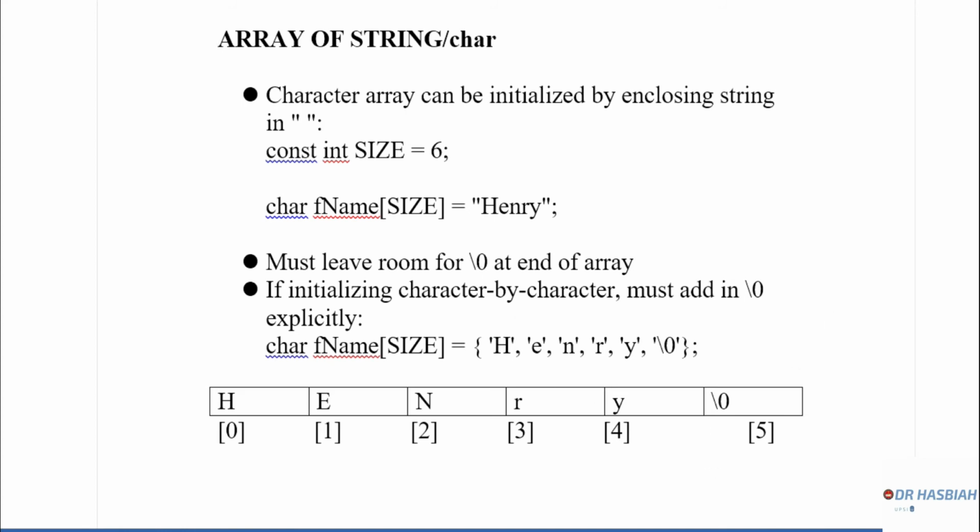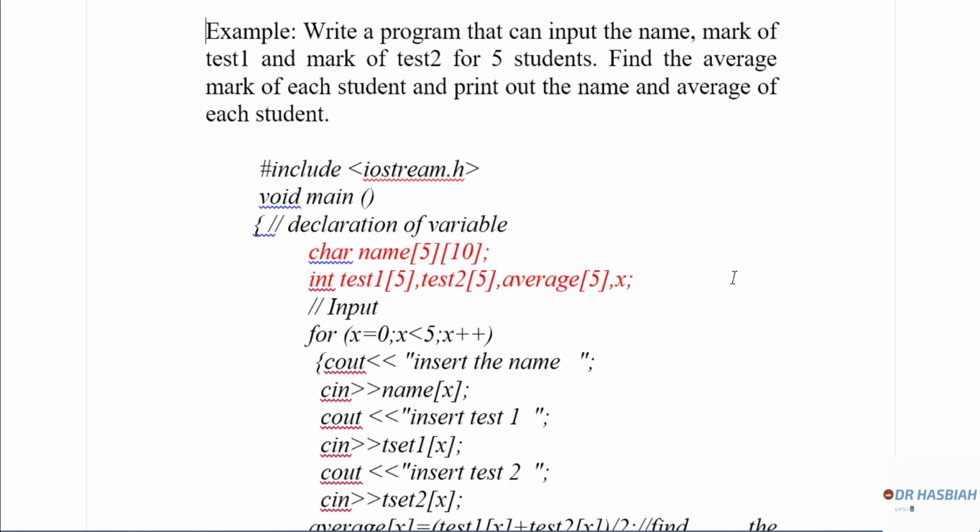Okay, now we have seen the array of integer, array of float, and then array of char. We have seen how to declare the array, how to input the data into an array by using the cin statement or initialization, and then how to output the data from an array by using the cout statement. Now we are going to see an example of how to use the array of char and array of integer in a program.